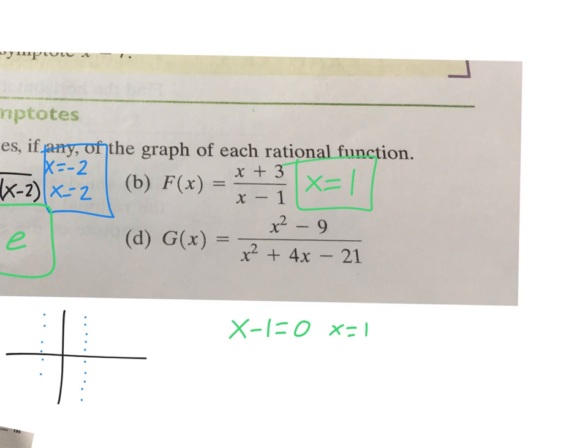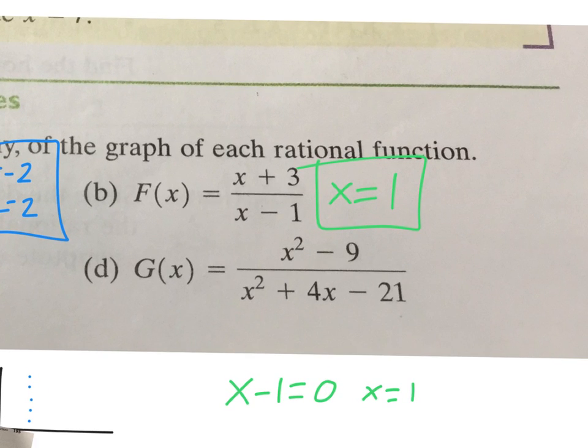Now we look at D. First I'm going to see, can I factor anything on D? The numerator, yes, that is a difference of perfect squares. So what does that factor to be? x plus 3, x minus 3. Very good. And then the denominator, can I factor that? Yes, you can.